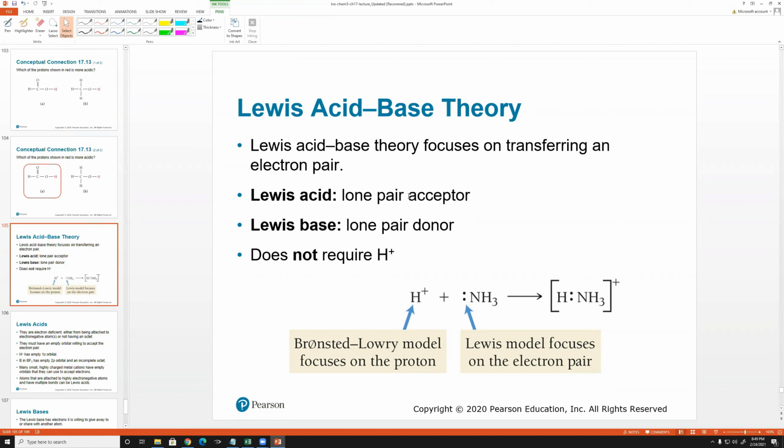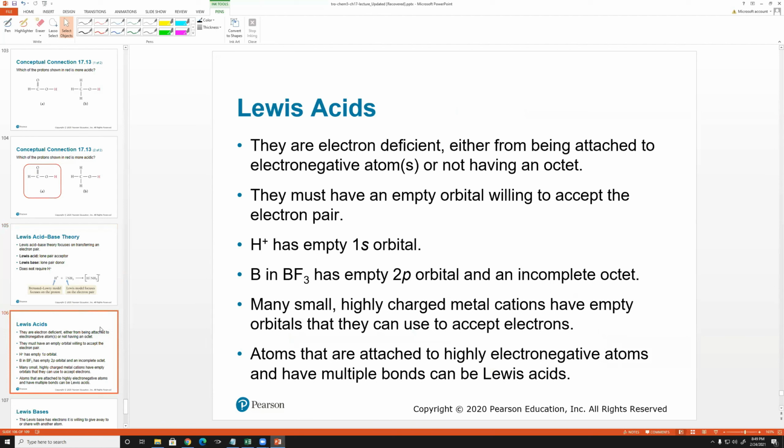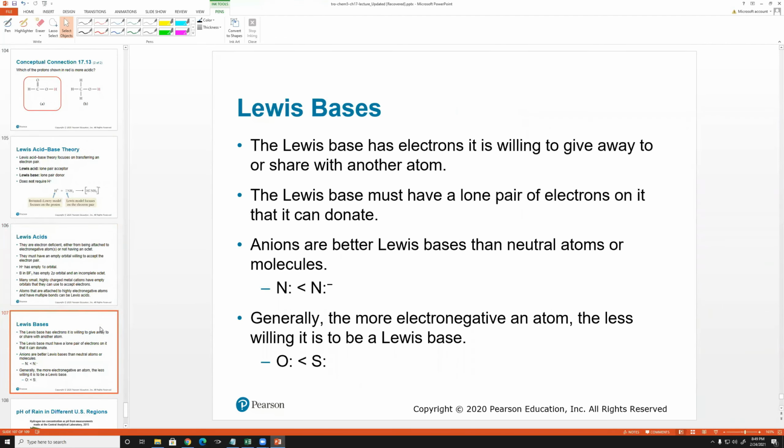So a lone pair acceptor would mean that the hydrogen in this case would be the acid, and it would accept this lone pair and bond to it. And then the NH3 would be a lone pair donor, meaning it will donate this lone pair to the bond of the hydrogen. It's just another way of saying it. And here are the definitions on that.